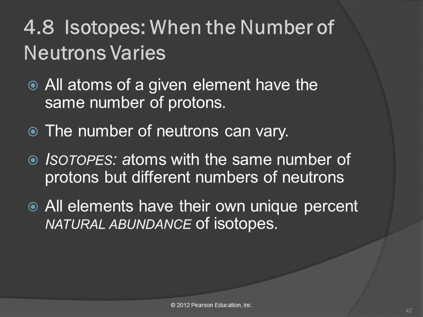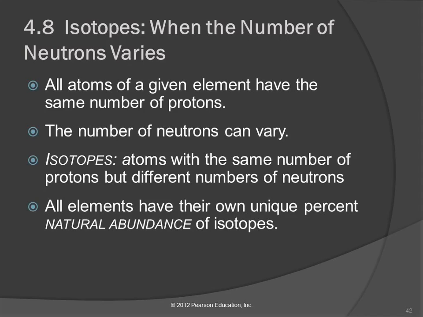We're going to talk about isotopes. We mentioned a little bit Dalton's atomic theory, where he said that all atoms of the same element were identical, and that's not quite true. It is true that all atoms of a given element have the same number of protons, and they'll have the same number of electrons, but the numbers of neutrons can vary a little bit.